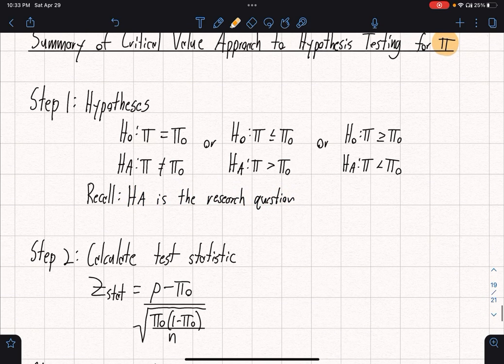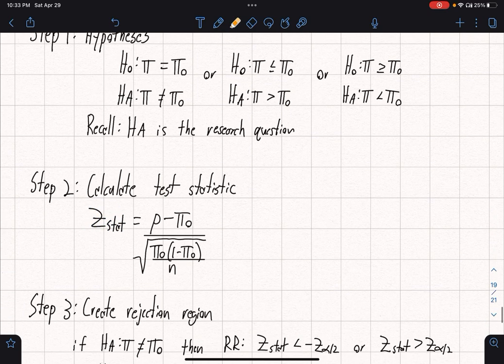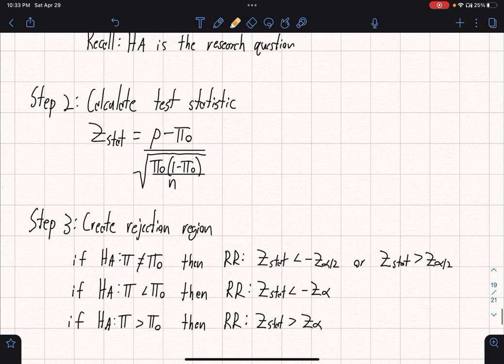Step two, calculate our test statistic. So now we have z-stat is equal to this formula rather than what we had for the t-stat. Then we create our rejection region. If we have a two-sided test, then our rejection region will have two areas: z-stat less than negative z alpha over 2, or z-stat greater than z alpha over 2. Of course, we use alpha over 2 for two-sided tests, and we just use alpha for one-sided tests.